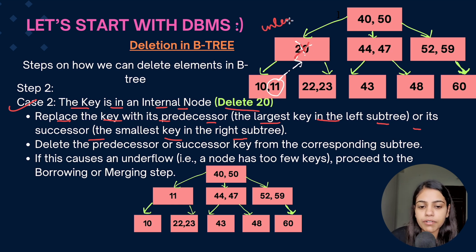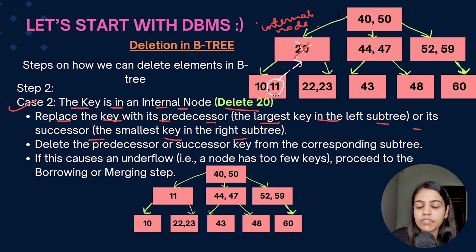So how can we delete 20 when 20 is an internal node? What we will do is replace the key with its predecessor or successor. What is a predecessor? The largest key in the left subtree. So we'll go into the left subtree and find the largest key, that is 10 and 11. So we'll replace 20 with 11 and we will delete 20.